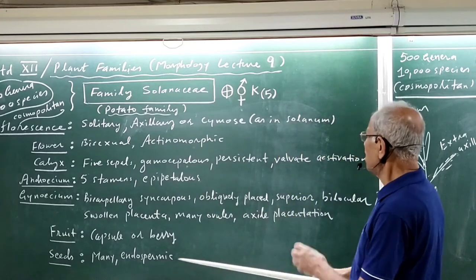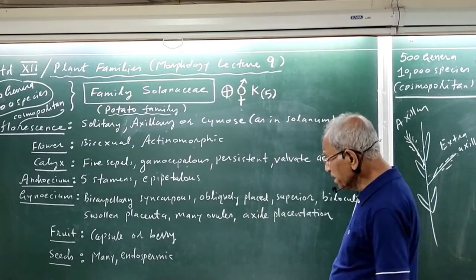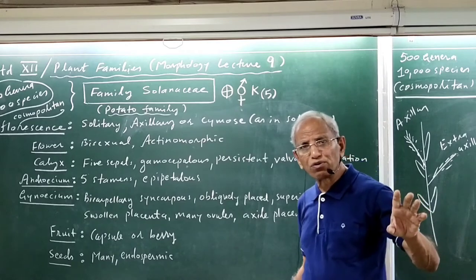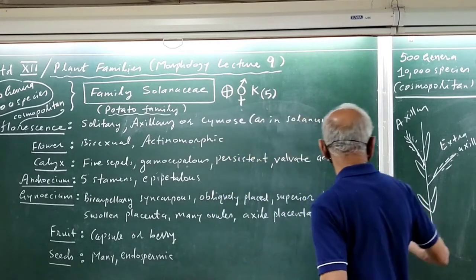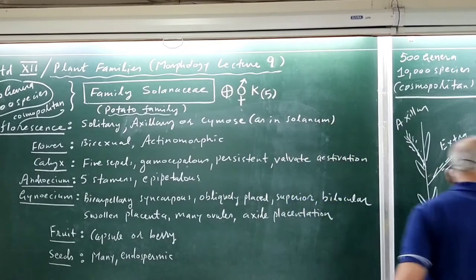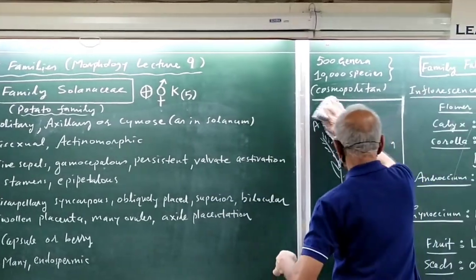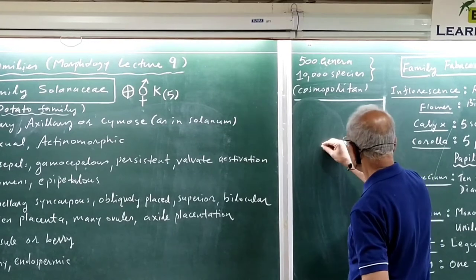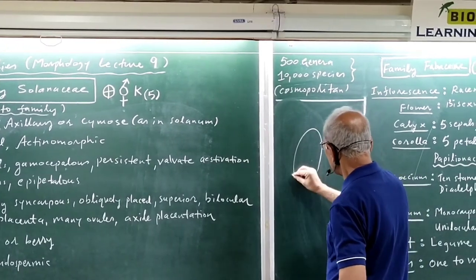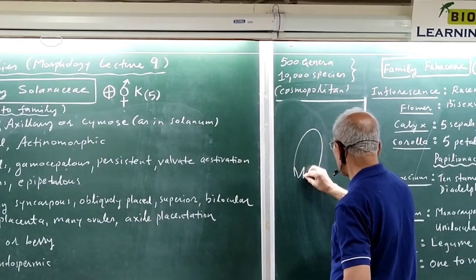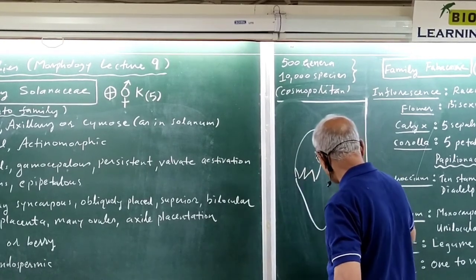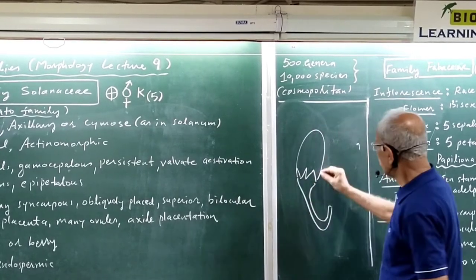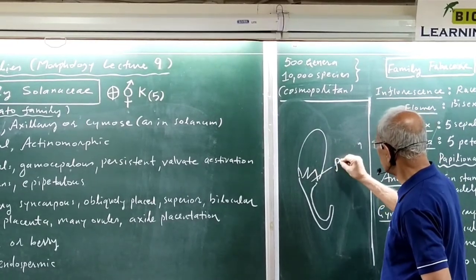Then persistent. Well, calyx is persistent. What does it mean? In the demonstration, we are going to show you that in a brinjal, you know already, suppose here is a brinjal. I'll clean this space once again. So, if you have this brinjal, I know brinjal is very strangely called eggplant. Usually, we never call it eggplant. It looks like an egg. So, this is persistent calyx.